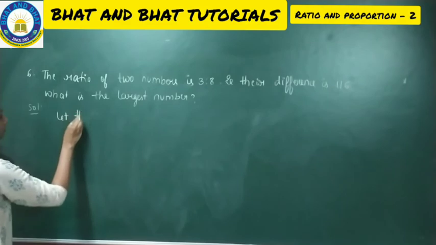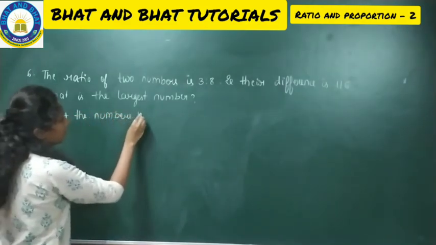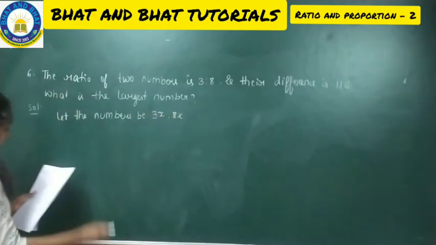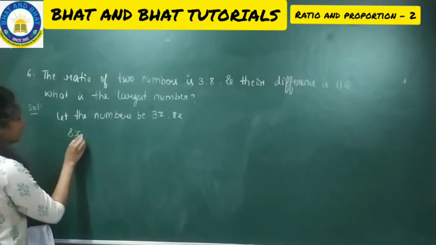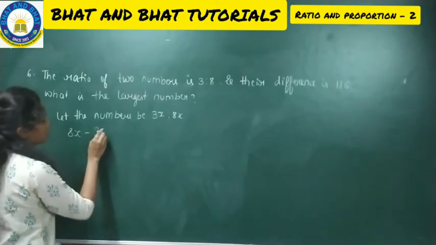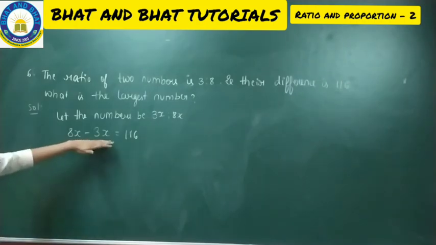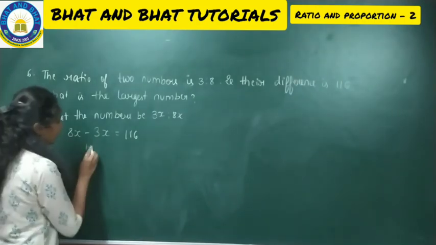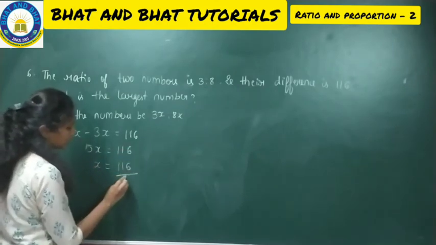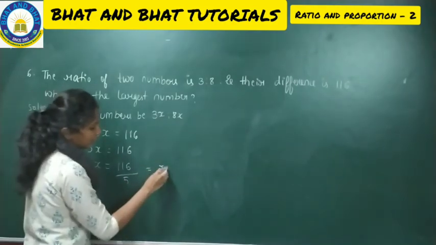Let the numbers be, since we don't know the numbers, 3x is to 8x. Okay. And now according to the question, it is of subtraction. So their difference is nothing but subtraction. 8x minus 3x is equal to 116. This is how you start writing it. Okay. So 8 minus 3 will give you 5x, which is equal to 116. x is equal to 116 divided by 5, which will give you 23.